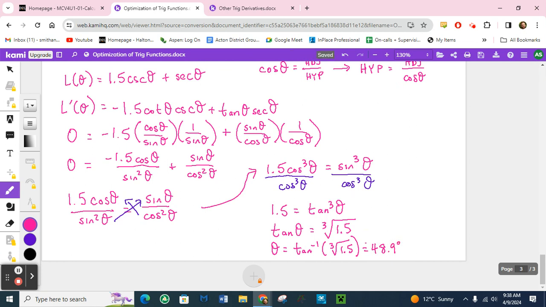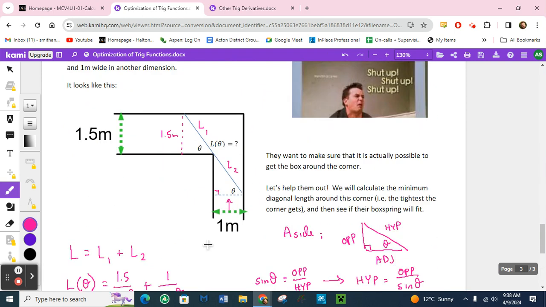That means this corner is the absolute tightest it can be when the angle that our box spring makes was 48.9. 48.9 is the absolute tightest. And then after that, when you keep rotating, it gets easier and easier and easier. So how long is this diagonal when the angle is 48.9 degrees? If it's more than 2 meters, our box spring can fit. So that's the last thing you guys have to do.